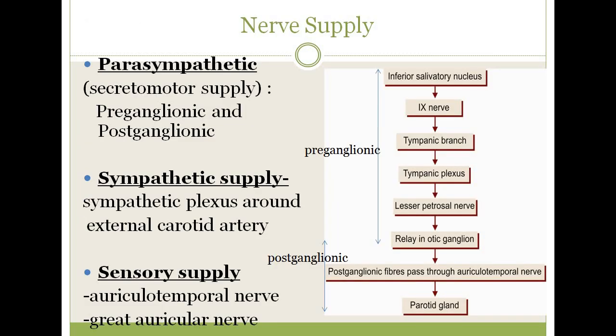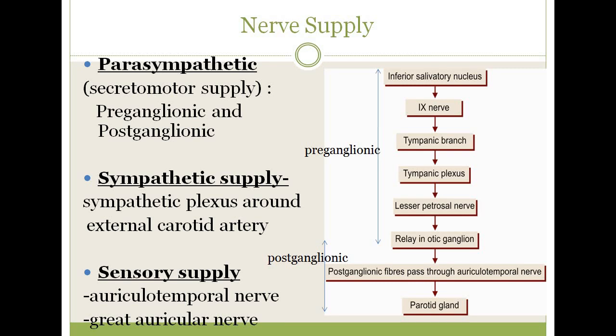Now coming to the nerve supply. The interesting thing about the parotid gland is that though the facial nerve is passing through the gland, it is not supplying the parotid gland. Nerve supply of the parotid is of three types: one is parasympathetic or secretomotor, then sympathetic and sensory.